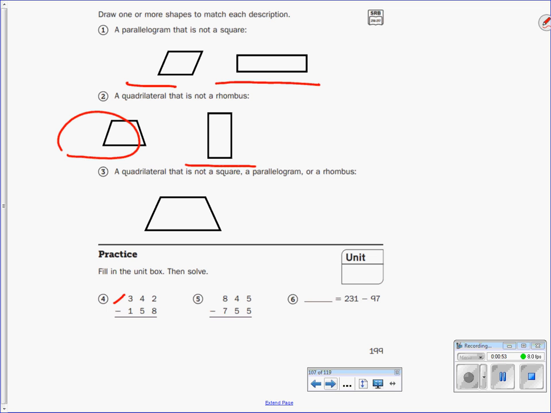All right, number 3, a quadrilateral that is not a square, a parallelogram, or a rhombus. And we were able to go ahead and draw a trapezoid, because our trapezoid only has 1 set of parallel sides, where a parallelogram has 2 sets, a rectangle has 2 sets, and then a rhombus has 4 equal sides.